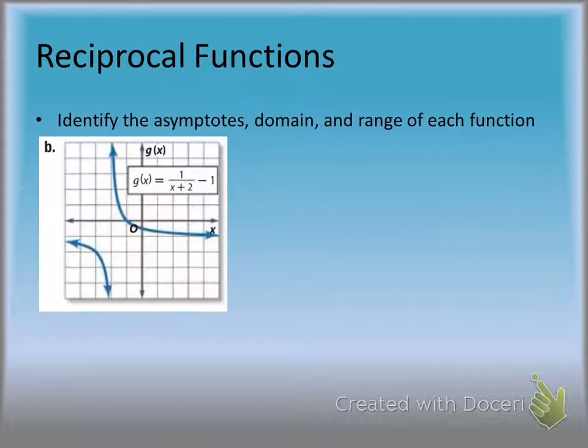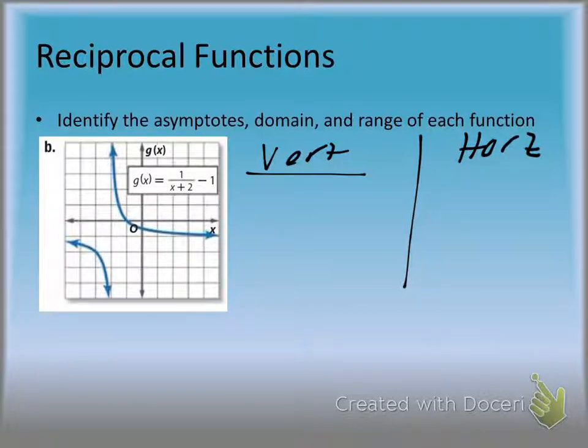As far as the graphical representations go, now we have a different kind of question. We are going to identify the asymptotes, domain, and range of each function. The function they give us is g of x equals 1 over x plus 2, and then minus 1 after that. So you're looking at 2 different asymptotes for these. First you look at your vertical asymptotes, and then secondly we're going to look at your horizontal asymptotes.